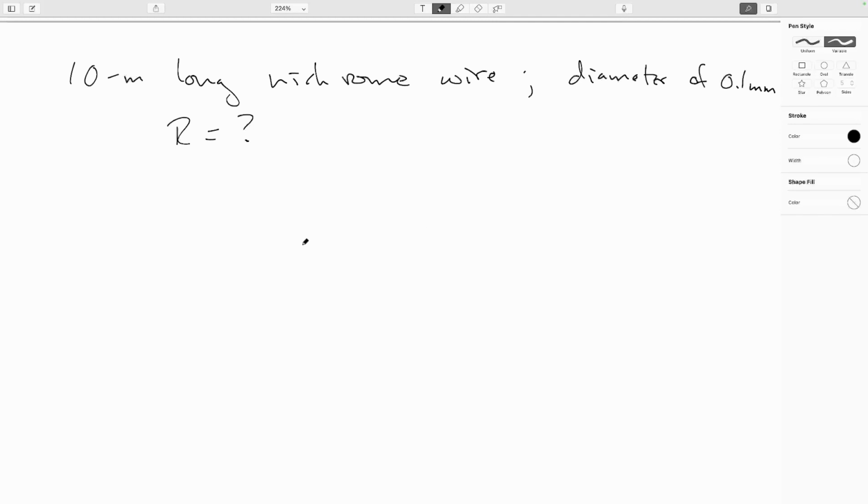All right, so I'm going to have to look up the resistivity of nichrome. You can find that in tables. And depending on the exact alloy, it'll fluctuate a bit, but a decent number is going to be 1.5 times 10 to the negative 6 ohm meters. Okay, so then my resistance is going to be rho L over A.